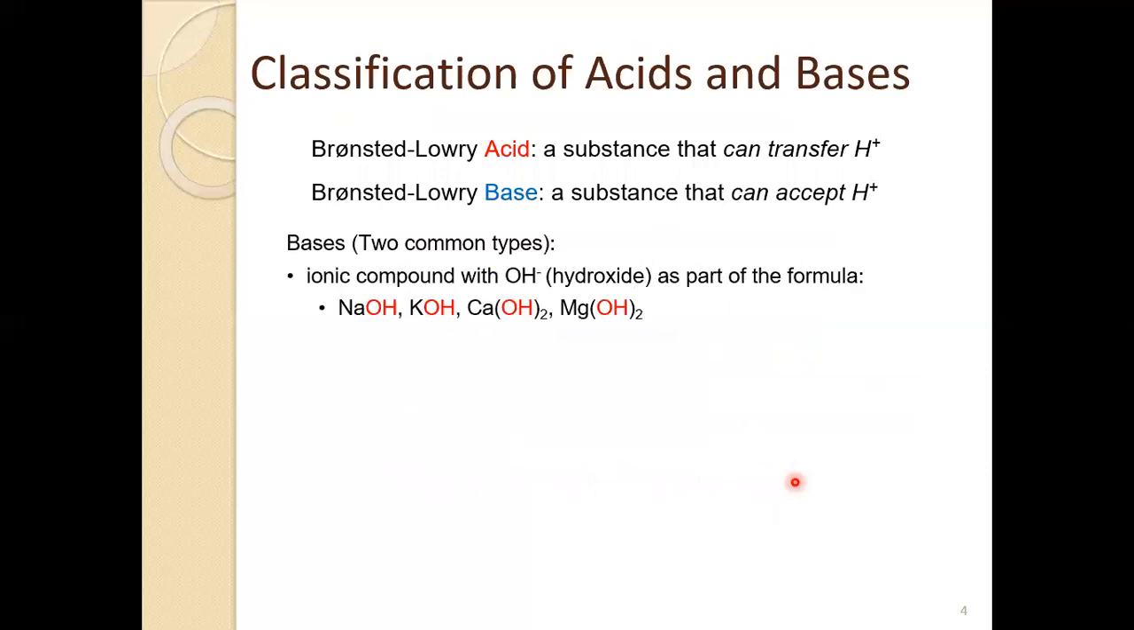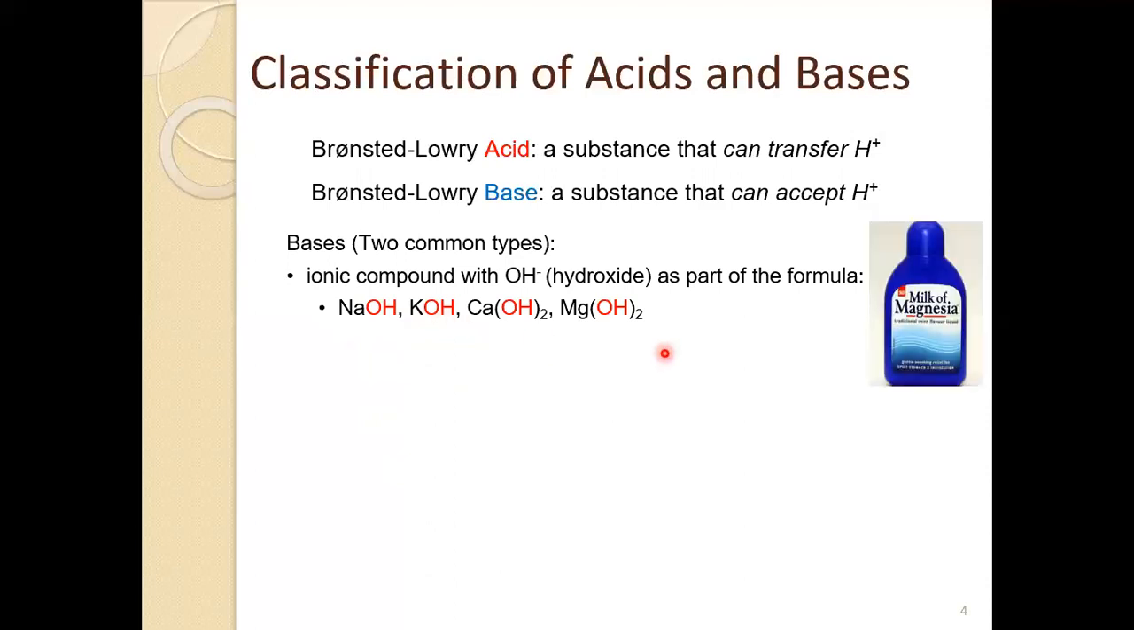With bases, we typically see two different types. Most bases we consider are simply soluble or moderately soluble ionic compounds with hydroxide as part of the formula, like sodium hydroxide and potassium hydroxide. These are soluble ionic compounds, so when you add them to water, they break apart into their individual ions, the cation and the anion. And because the anion is hydroxide, that's how we can explain the base properties of these substances.